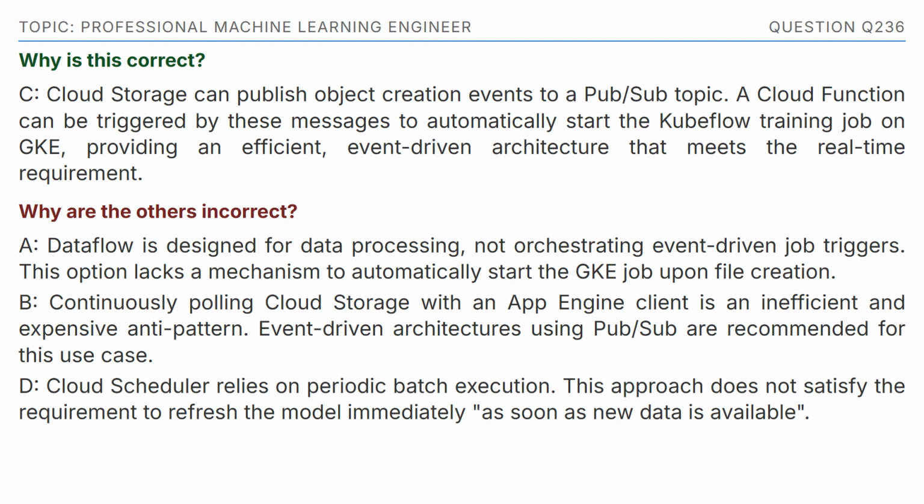Why are the others incorrect? A. Dataflow is designed for data processing, not orchestrating event-driven job triggers. This option lacks a mechanism to automatically start the GKE job upon file creation. B. Continuously polling cloud storage with an App Engine client is an inefficient and expensive anti-pattern. Event-driven architectures using Pub/Sub are recommended for this use case. D. Cloud Scheduler relies on periodic batch execution. This approach does not satisfy the requirement to refresh the model immediately as soon as new data is available.